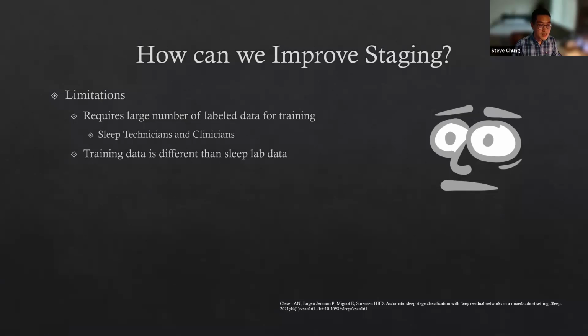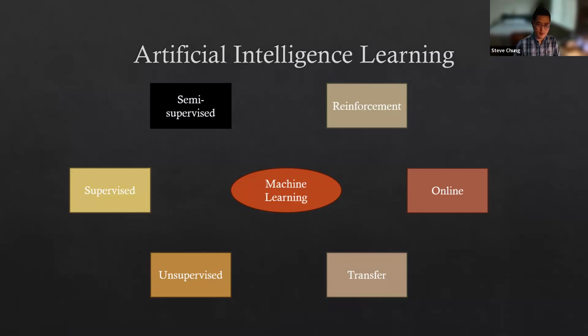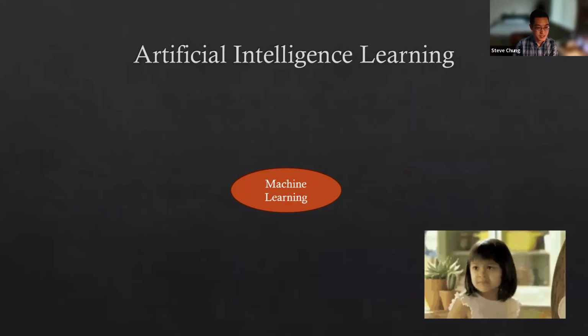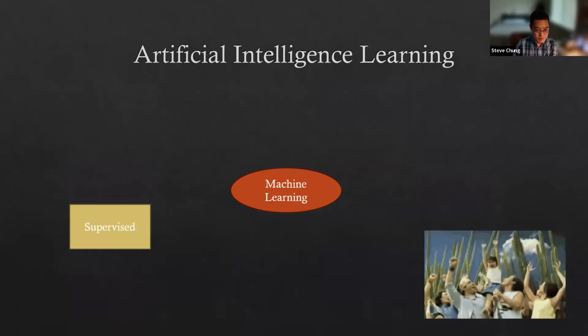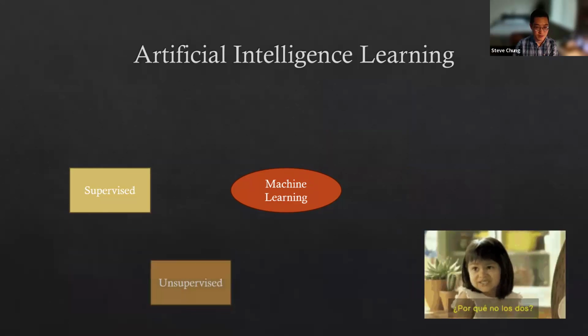Yes, so this gets back to the whole concept of how we can get AI to learn. Because if we're focused on supervised learning and following the guidelines of AASM, what are some of the other ways that we can get a large data set without relying heavily on our sleep scorers or sleep technicians or even us as clinicians? So just revisiting this, we have supervised machine learning, and we briefly touched on unsupervised machine learning.